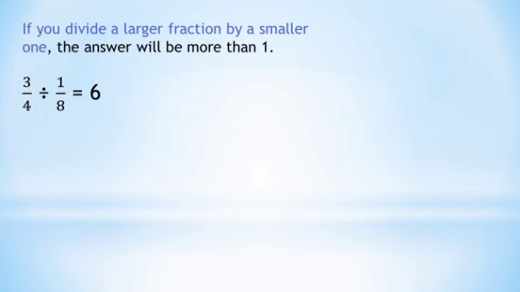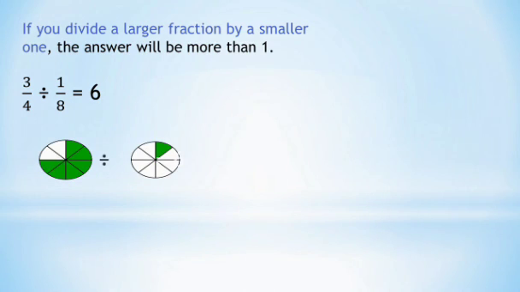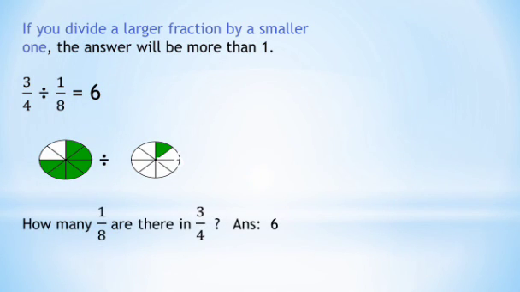Also, if you divide a large fraction by a smaller one, the answer will be more than 1. Like here, we are dividing 3 by 4 by 1 upon 8. 3 by 4 is greater than 1 upon 8. Let's understand this example with the help of a figure. A whole circle, I am dividing it into a 3/4 part. The same circle I am dividing into 8 parts. So how many 1/8 parts are there in the 3/4 part of a circle? Yes, the answer is 6.